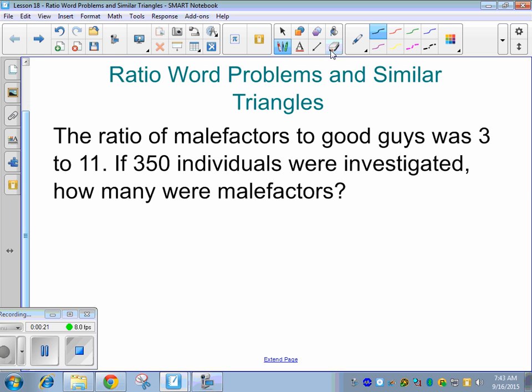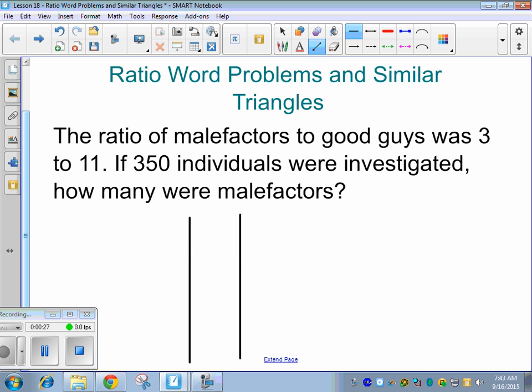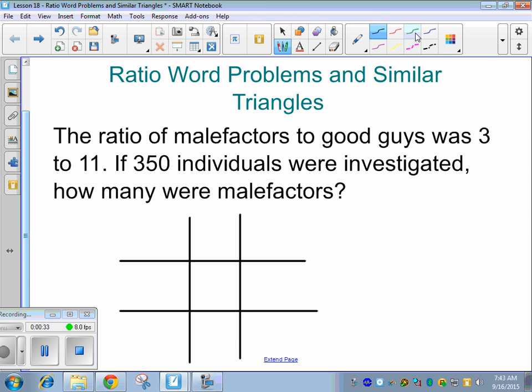All right. So we're going to use ratio boxes, and I promise you it will make these so much easier. Some of you don't like those. Okay? If you can do it right, that's fine, but trust me, this just makes it easy. So, we've got malefactors to good guys. Anybody have an idea what we would put in this column here where we write our words down?